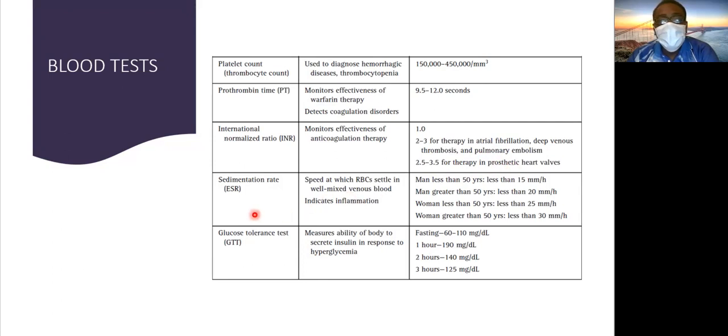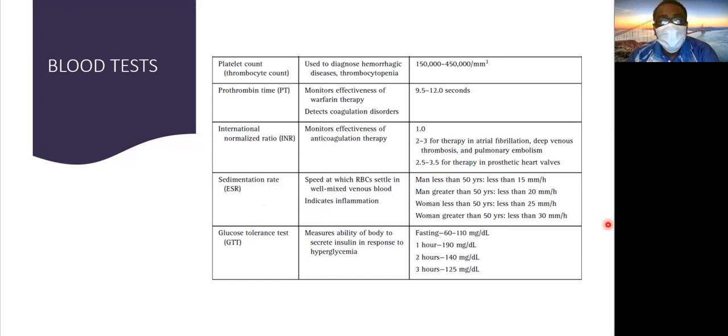Again, we need to look at our ESR, your sedimentation rate. The ESR is the speed at which RBCs settle in well-mixed venous blood. It can also indicate that there is an inflammation ongoing somewhere in the body.